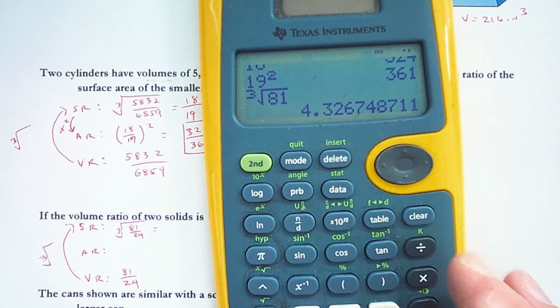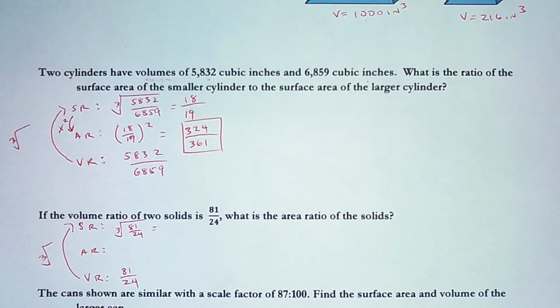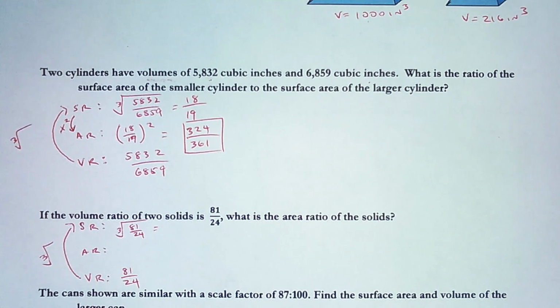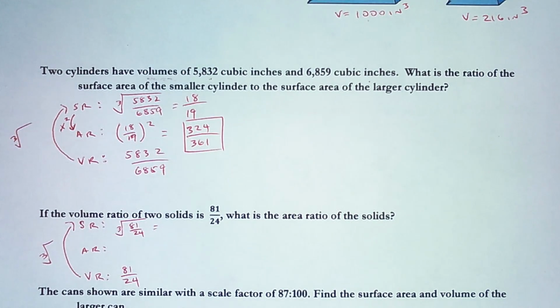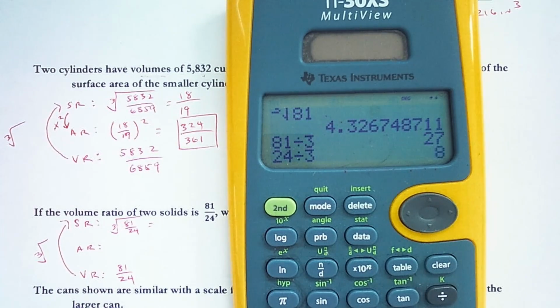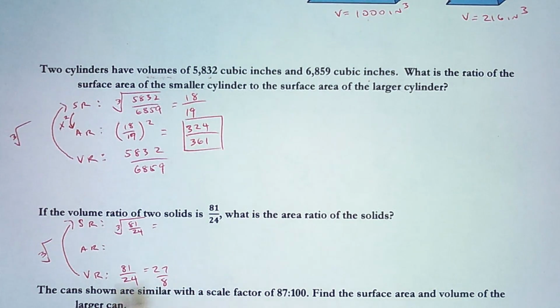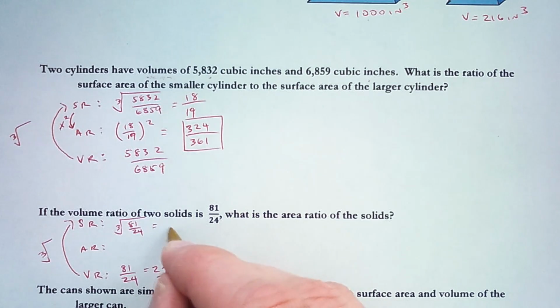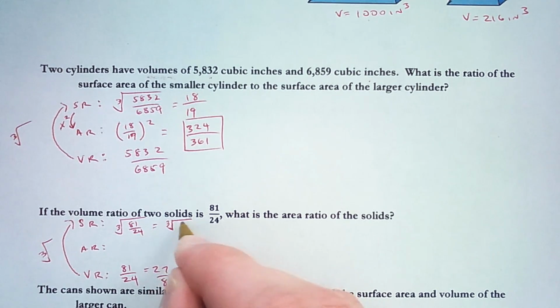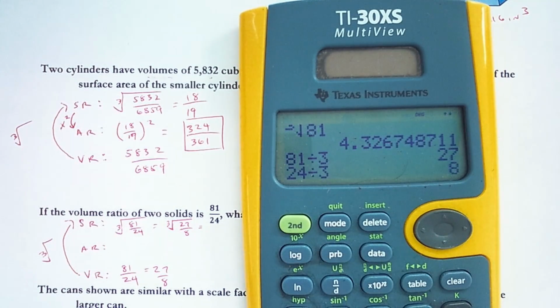Now, in order to fix that, it looks like what I should do is actually simplify 81 over 24. So what goes into 81 and 24? I believe 3 goes into both. So let's do 81 divided by 3 and 24 divided by 3. And we're going to have 27 over 8. So the volume ratio is 27 over 8. We're really finding the cubed root of 27 over 8. Let's try that and see if we get whole numbers.